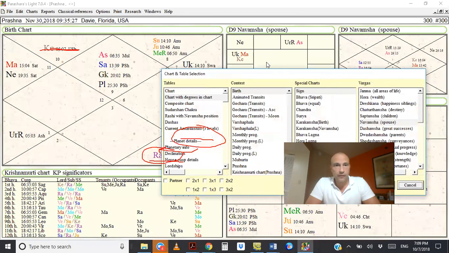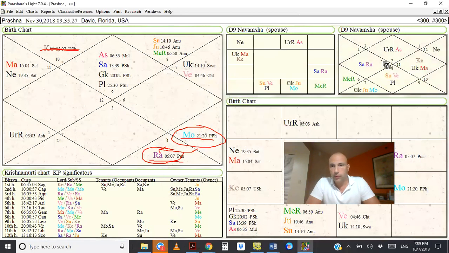Let's make this Navamsha more clear. There we go. Then we're going to travel 12 houses away from that planet. So here's Rahu in the Navamsha. We're going to go 12 houses away and find what is in that house.